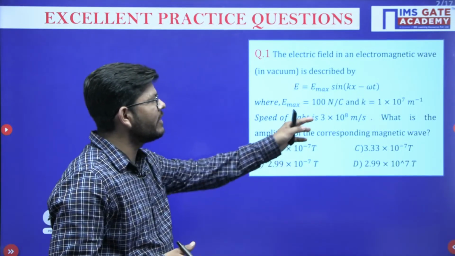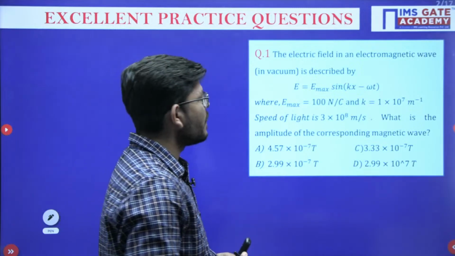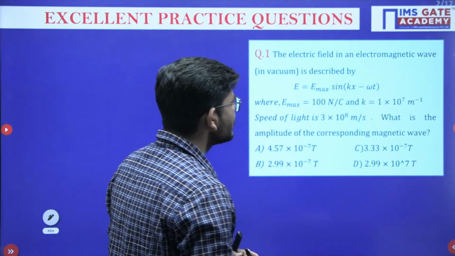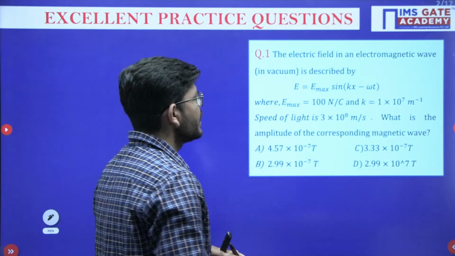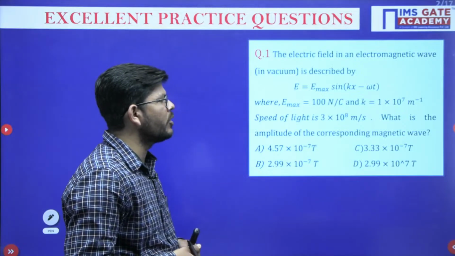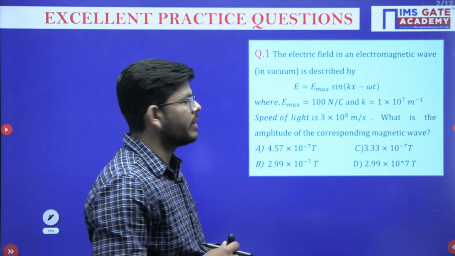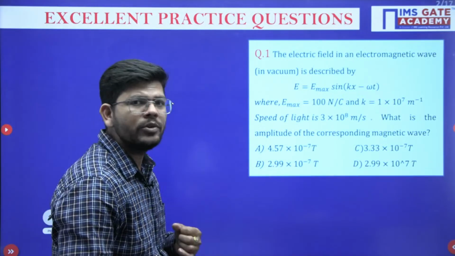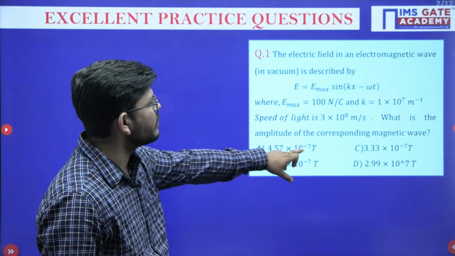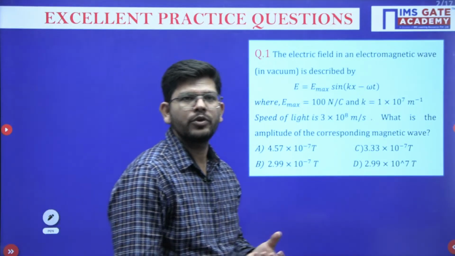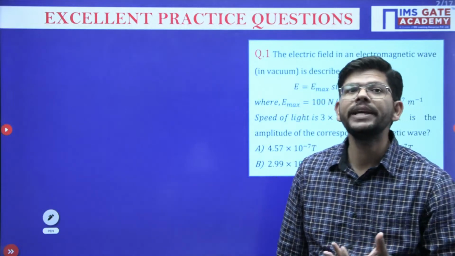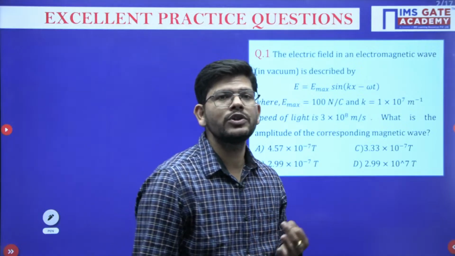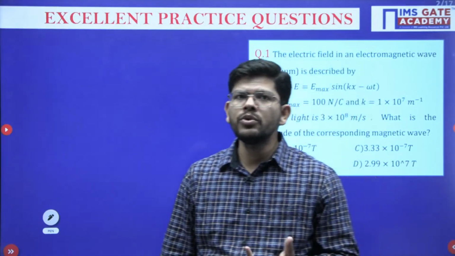Where E max is given as 100 Newton per coulomb and k is given as 1 into 10 to the power 7 per meter. The speed of light is 3 into 10 to the power 8 meter per second. We have to determine the amplitude of the corresponding magnetic wave. So E is given to us, we have to find the magnetic wave, meaning we have to find H. But can you see the options? The options are given in Tesla. So we have to find B. In order to find B, first of all you have to find H. B equals mu H is what you need to do then.